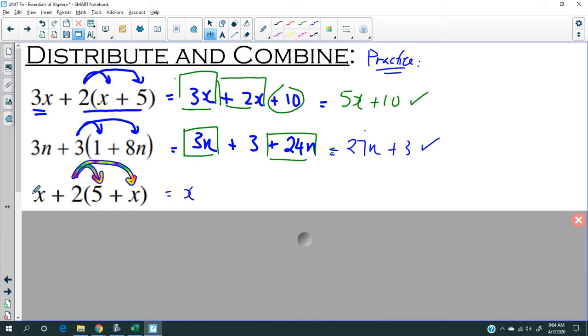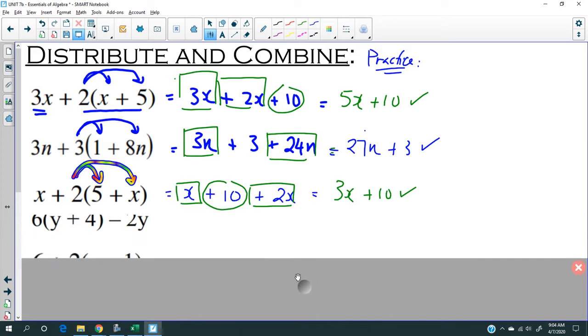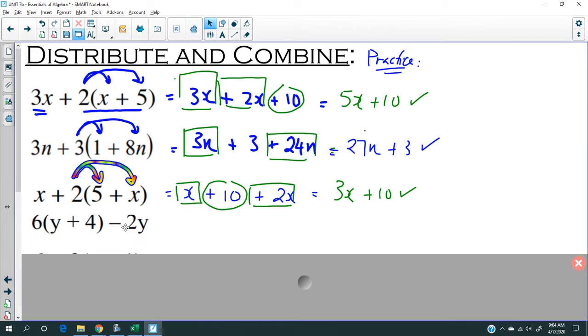I'm gonna rewrite x plus 2 times 5, that's 10, plus 2 times x is 2x. You just put them right next to one another. So combining like terms. What's x plus 2x? If you got 1x, you got another 2x, how many x's you got? 3x plus 10. Now let's see, does it get any harder? Not really. Try this next one on your own then.